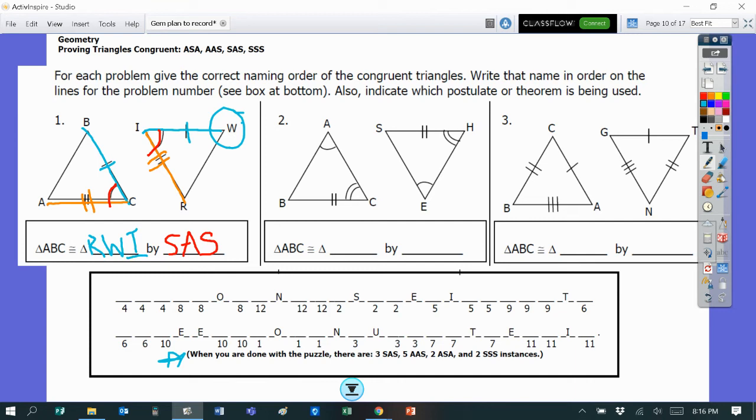So then you're going to come down here. So this is number 1. So you are going to write that RWI where it says 1. So it's going to go RWI. And that's how you fill out the bottom puzzle. Again, it's a self-check for you. So please make sure that you do this.